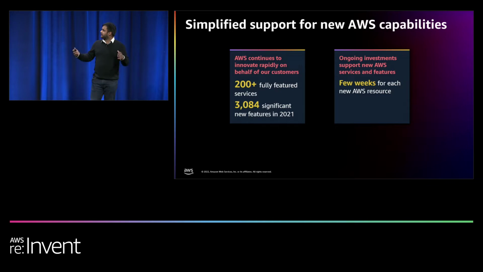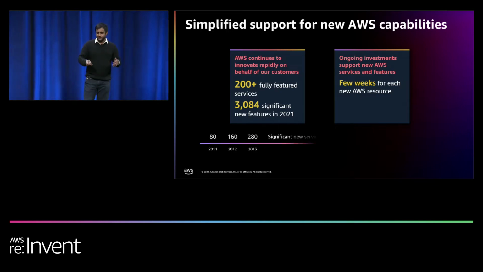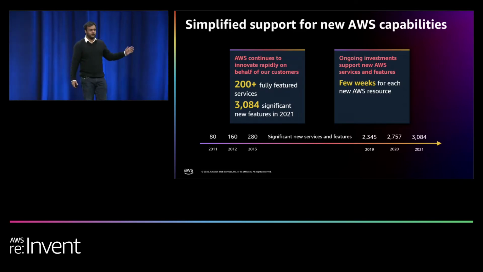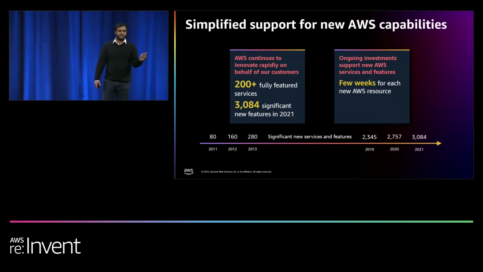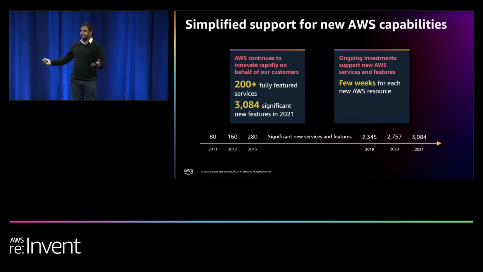And just to give you the scale of what has happened over time, just to give you a time series, as you rightfully see here, in 2011, just a decade ago, we launched about 80 significant new features. And last year, over 3,000. That's over 30x growth and innovation. And there's many more to come over time.